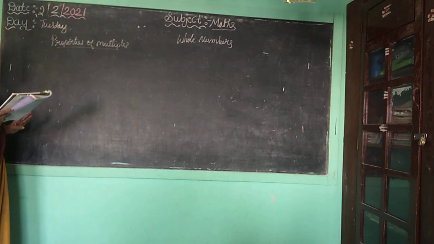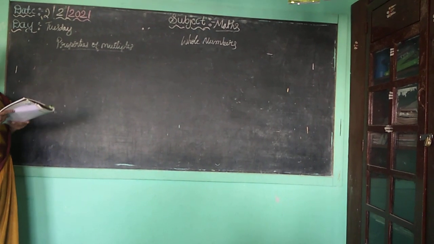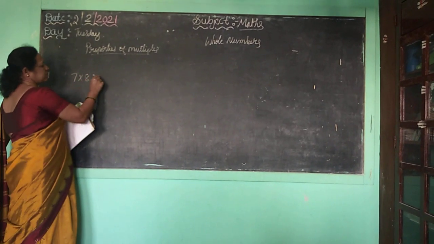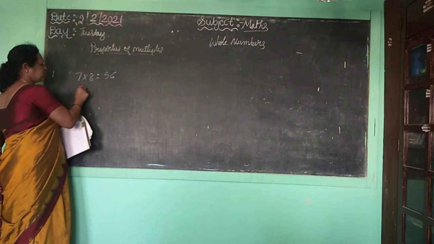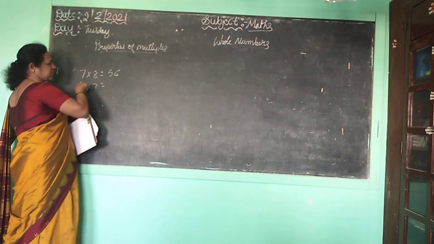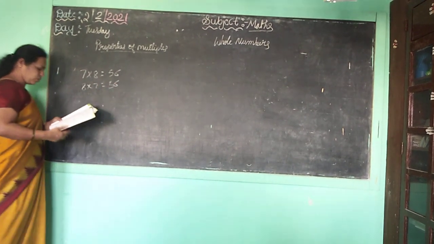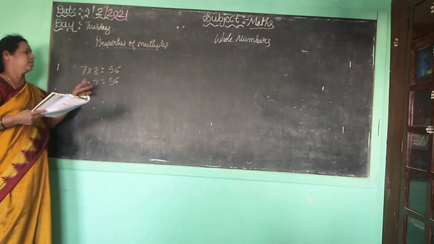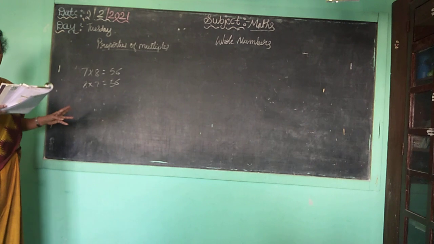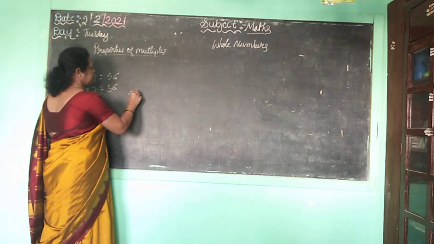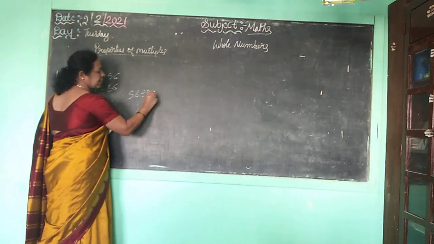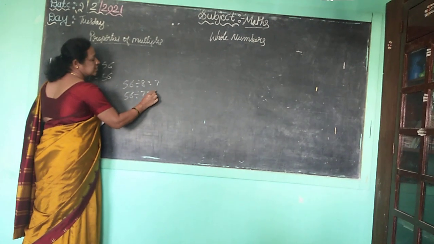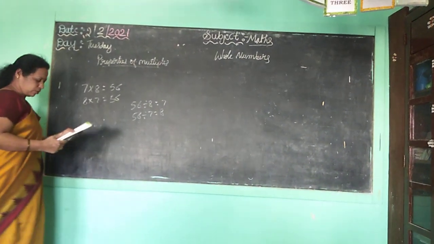You can write that every multiple of a number is exactly divisible by the number itself, children. See, 7 into 8 is equal to how much, children? 56. And 8 into 7 is how much, children? 8 sevens are 56 or 7 eights are 56. Since 7 eights are 56, 56 is a multiple of both 7 and 8. 56 divided by 8 means 8 sevens are 56, or 56 divided by 7 is 7 eights are 56. Okay, children.